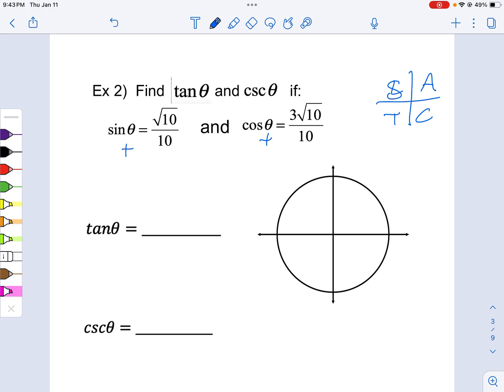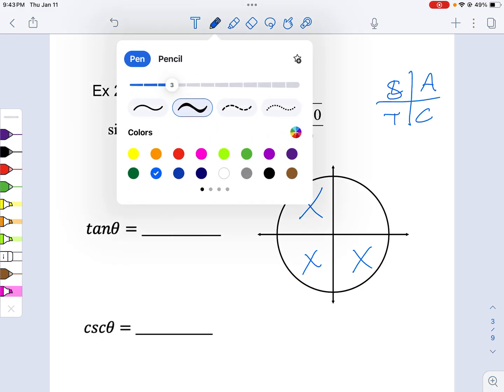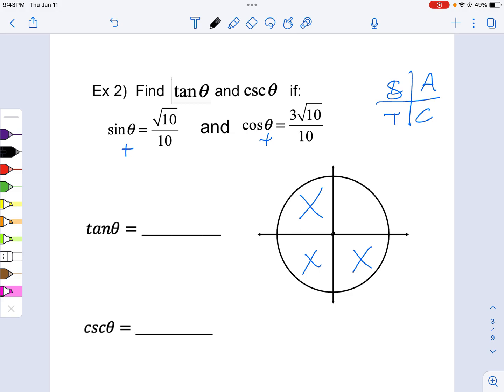So I know sine is positive, so it can't be down here. I also know cosine is positive, so it can't be in quadrant 2. Therefore, my triangle must be drawn in quadrant 1. That's the only place where sine and cosine are both positive.